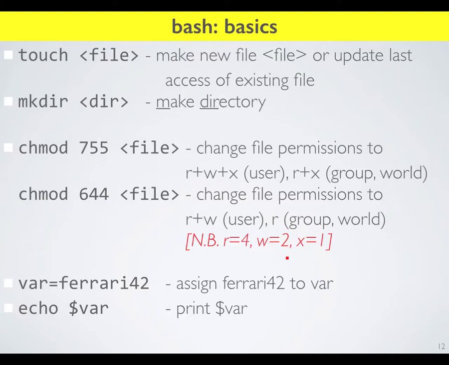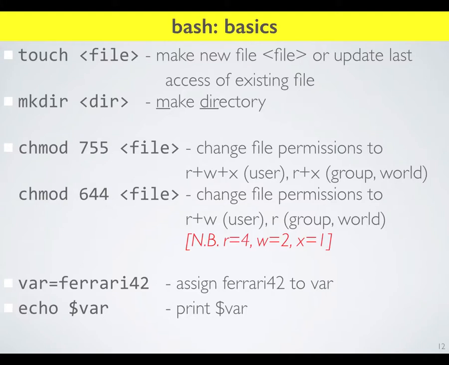So if you want to give yourself read access, you would do chmod 4. If you want to give yourself read and write access, you would give yourself chmod 6. And if you want to give yourself read and execute, that would be chmod 5. And if you want to give yourself read, write, and execute, that would be 4 plus 2 plus 1, which is 7. So that's the way to remember that. So again, you don't have to memorize this by heart. You just come and look at this slide.